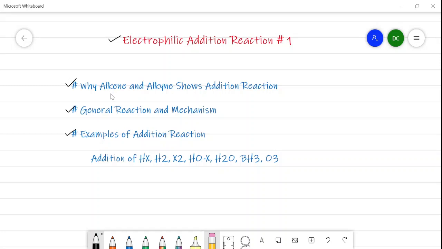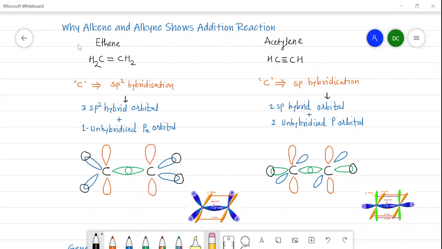For that purpose, we have to go through the structural aspects of alkene as well as alkyne. Here on the left hand side, ethene is written and its structural aspects, how it undergoes hybridization, and on the right hand side, acetylene is taken. So let's start from the ethene molecule. It is also called ethylene. The formula is CH2 double bond CH2.